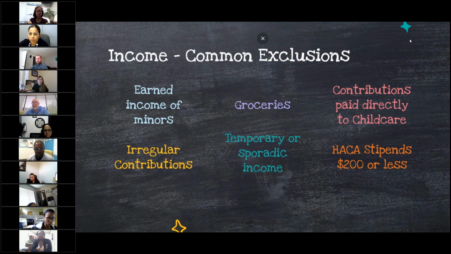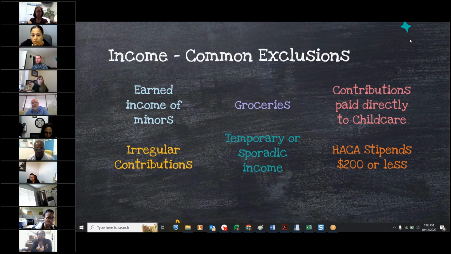Some common exclusions, and again, there's a whole list. I think it's 3 pages long of inclusions and exclusions in like 8-point font or something. That's exhibit 5-1 of the 4350, which is on the intranet. The most common we tend to see are earned income of minors. So if you're 16 and working at Sonic, your income isn't included.